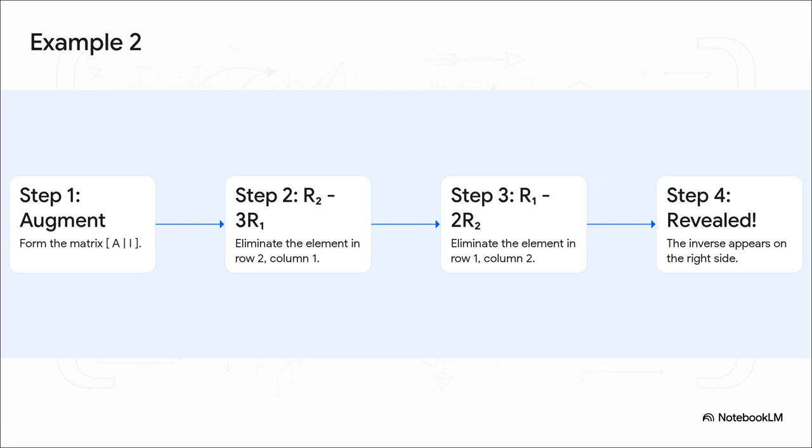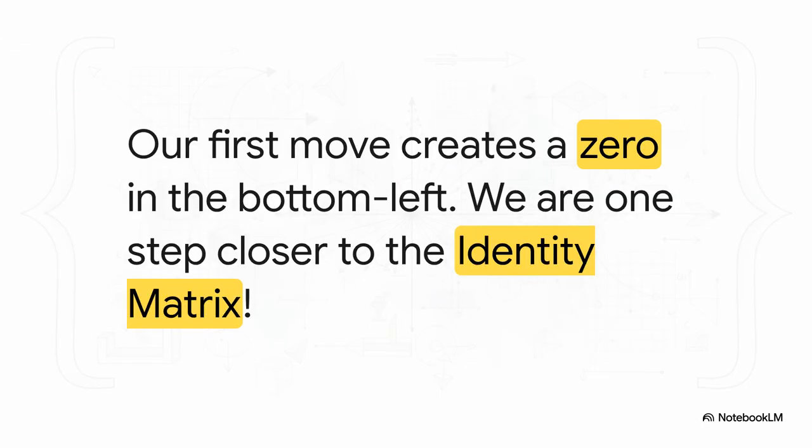We'll use this matrix here, 1, 2, 3, 7. Step 1. We set up our augmented matrix, with A on the left and the identity on the right. Our mission, should we choose to accept it, is to turn that left side into 1, 0, 0, 1. And we're going to do that with two key row operations. So our first move is to get a 0 where that 3 is in the bottom left corner.